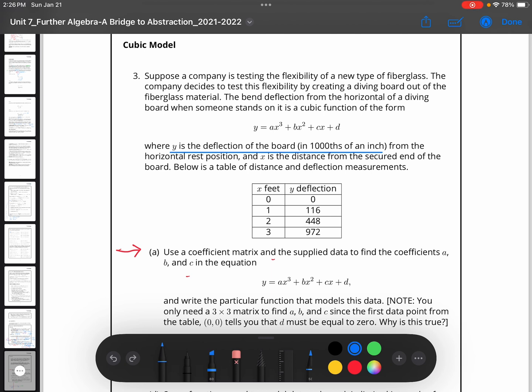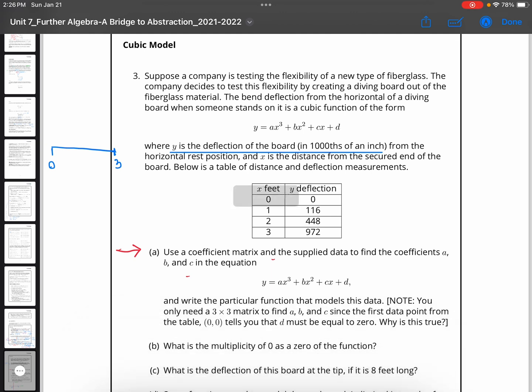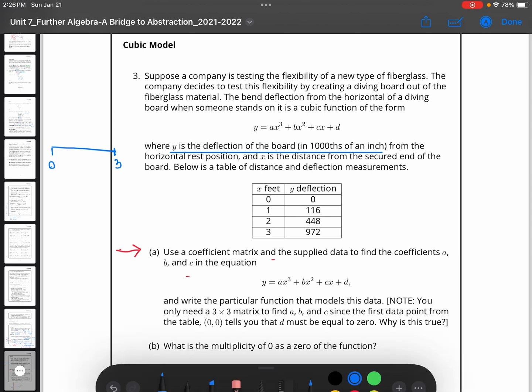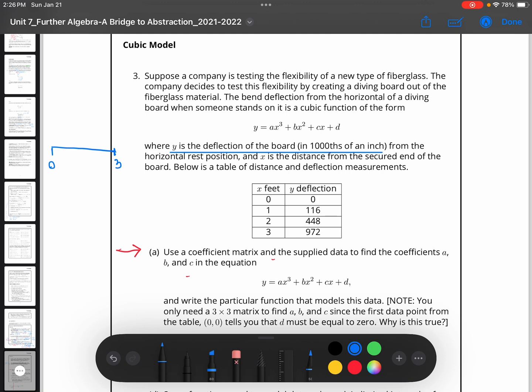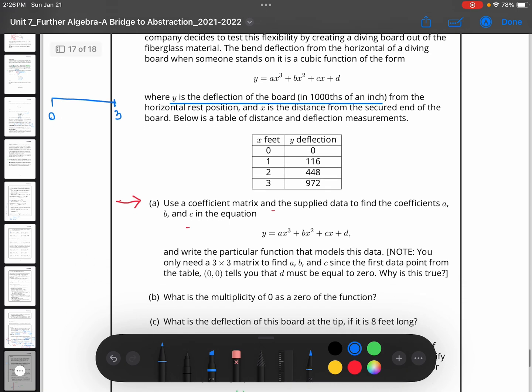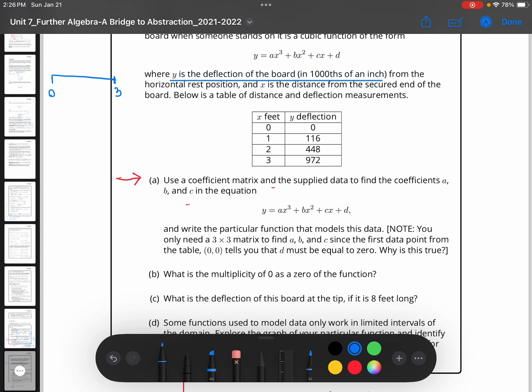So here's the problem, right? This is a cubic. It tells me that it's a cubic, okay? And x is the distance from the diving board, calling this 0, for example. And then the distance from the diving board kind of tells you how far down the diving board is going to dip in, if you will. So regardless of that, the hard part about this one, on part A, is it's going to ask us to use a coefficient matrix, okay? So that's the part that I had to look up because I really couldn't remember that.